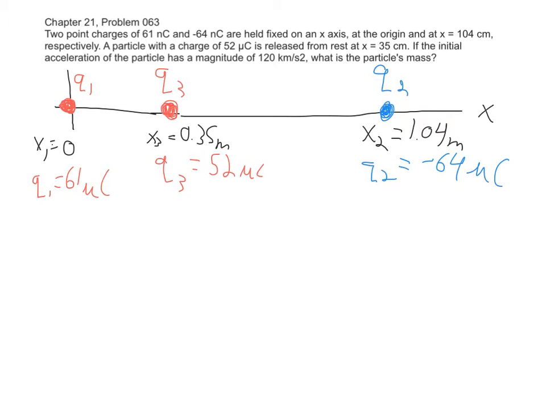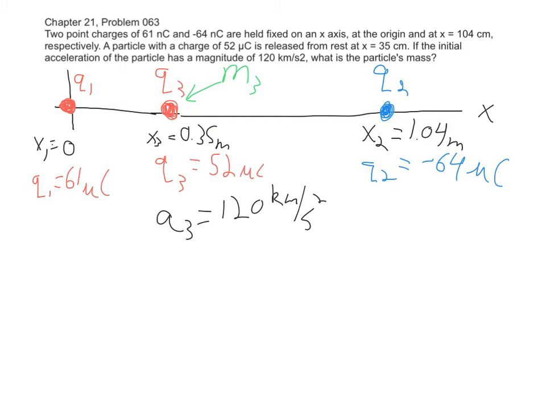In this problem, we're asked to determine the mass of this particle that I've labeled as Q3. So we're trying to determine what the mass of this particle is. I'll call it M3. What we're given is the charge and distances between our different particles, and we're also given the acceleration of particle 3 once all of these particles are released from rest in this setup that we see here. So our acceleration is 120 kilometers per second squared. Okay, so that looks good.